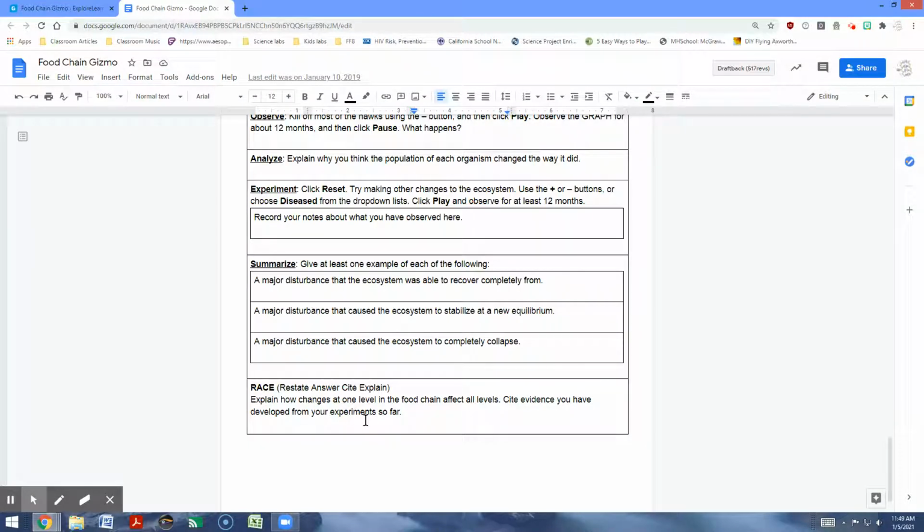This is the important question, guys. This is the big one I'm going to be looking at. How does changing one level affect all the other levels? And you have plenty of evidence. You have evidence that you've built up through this gizmo and through the prairie ecosystem gizmo. Give me examples to explain how changing one level of food chain affects everything else.